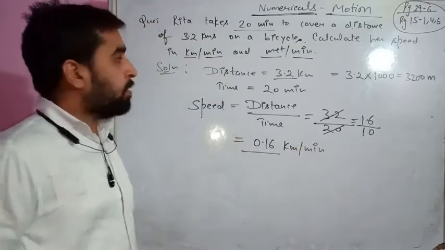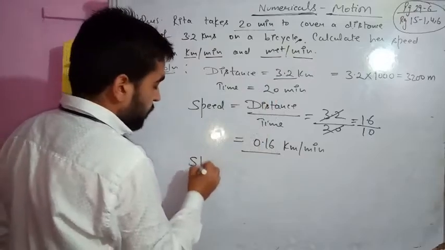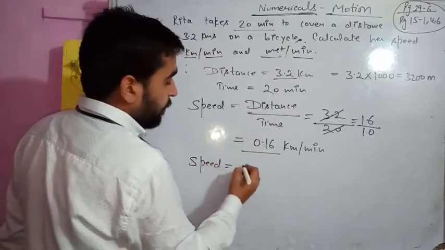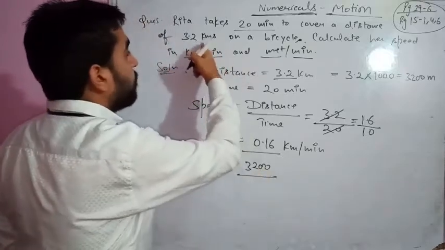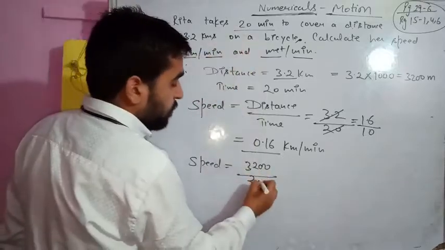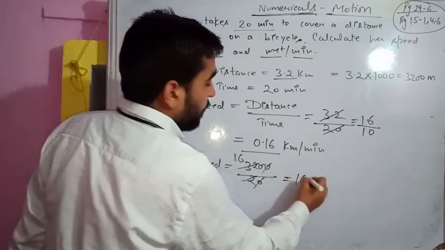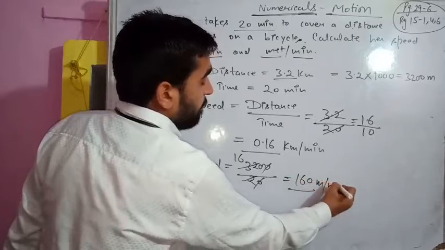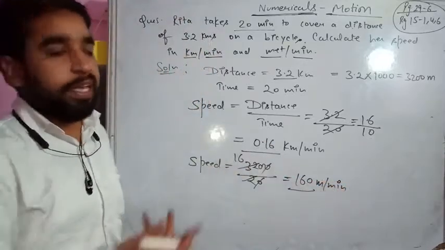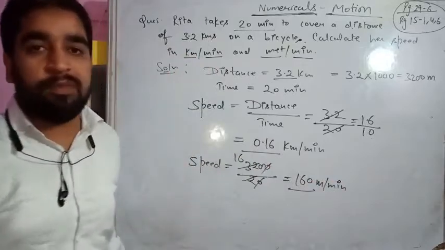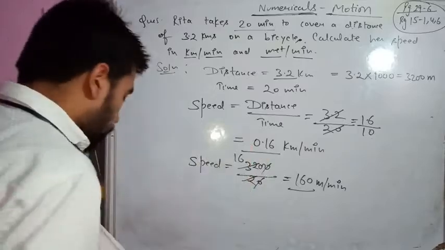But they have asked in meter per minute as well. So speed will be 3200, that is in meter, divided by minutes. How many minutes are there? 20 minutes. So solve this: 2 16 times, so 160 meter per minute. So students, we have solved it for both the units. That was only asked. So I hope you understood this numerical, just a formula based numerical.